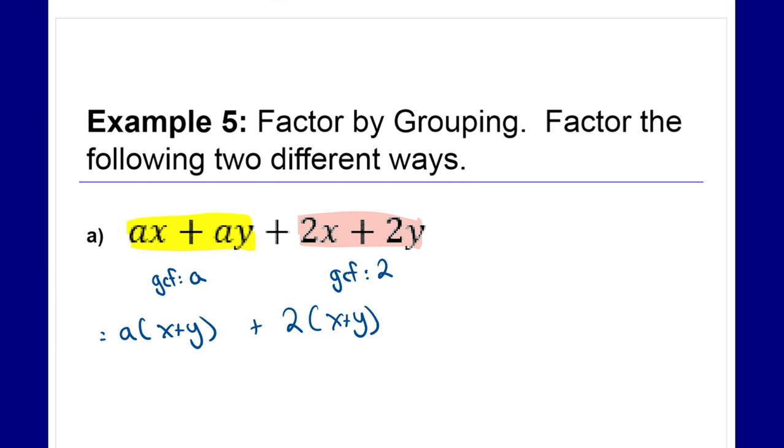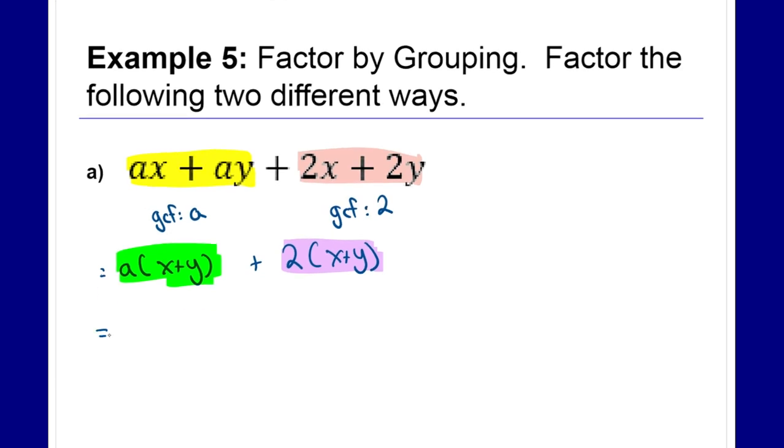However, by factoring there, I still have 2 terms. Similar to our last example, by looking at these ones, I have 2 brackets that are the same, x plus y, so I can take a greatest common factor of x plus y out and be left with a plus 2, the remainders, or whatever's left over. So that's one method.